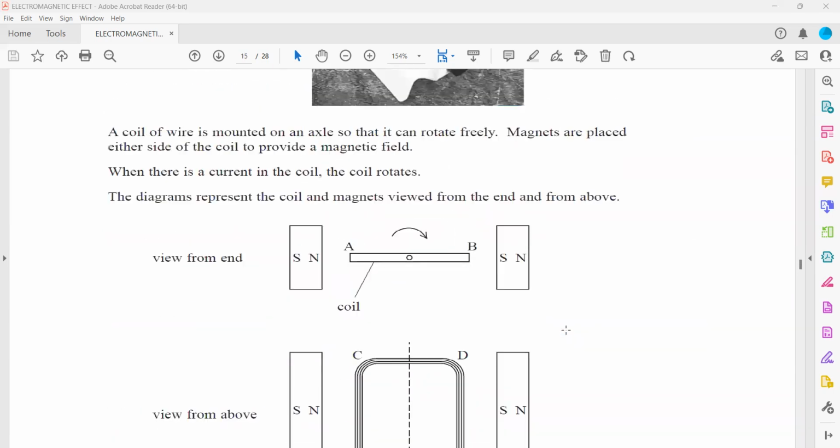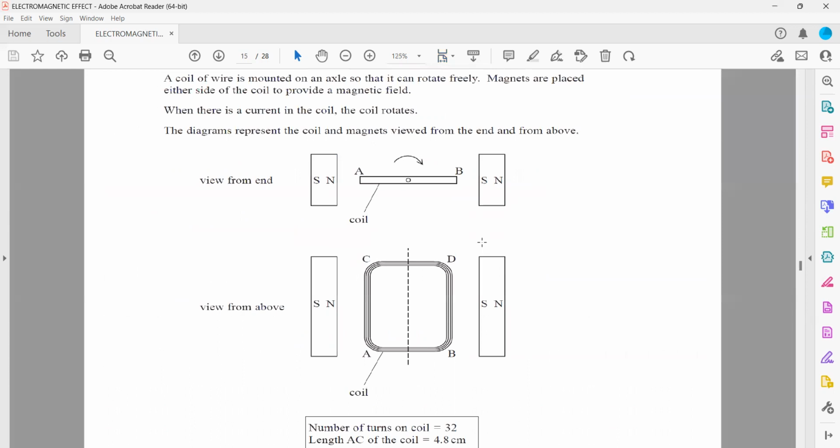So how can we identify this? Whenever we want to find the force on a wire, we always use Fleming's left hand rule, because Fleming's left hand rule is used to find the direction of the force on a wire placed in a magnetic field. Because the coil is rotating clockwise, this side is experiencing a force outward, out of the paper, and this side is experiencing a force inward. Or you can say that, looking from the end, this one is going up and this one is going down.